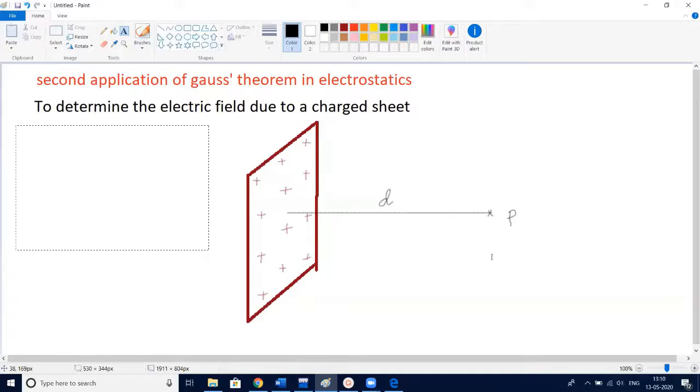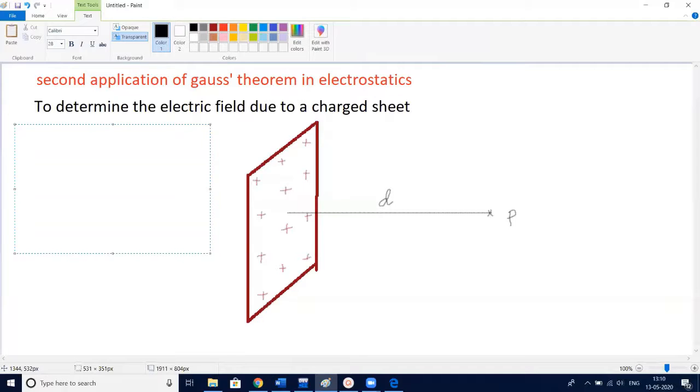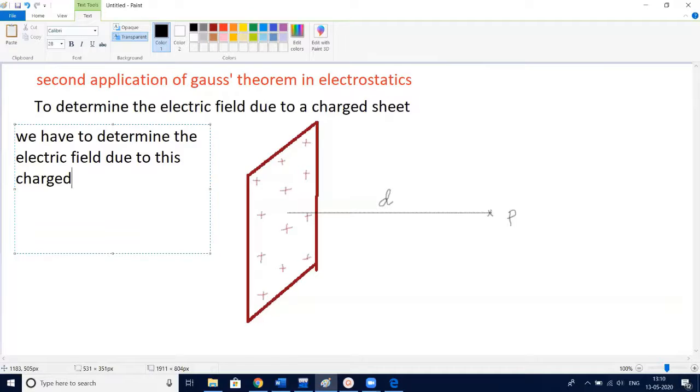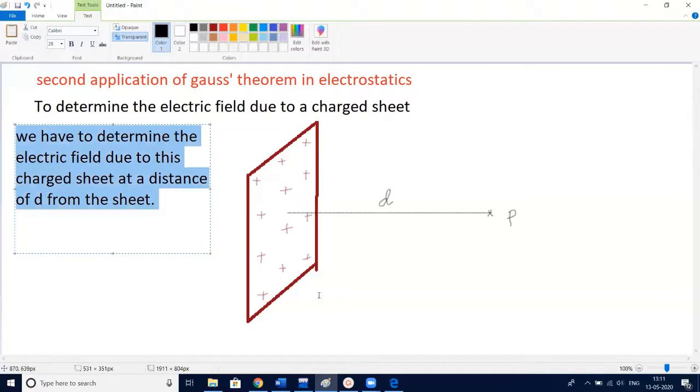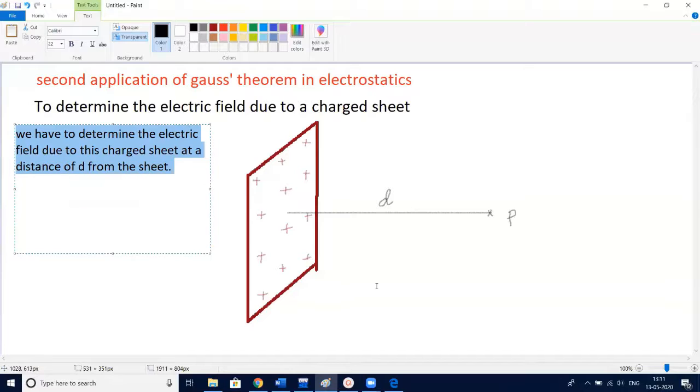So what we have to do is determine the electric field due to this charged sheet at a distance of d from the sheet. And in order to do so, we are going to use Gauss's theorem.